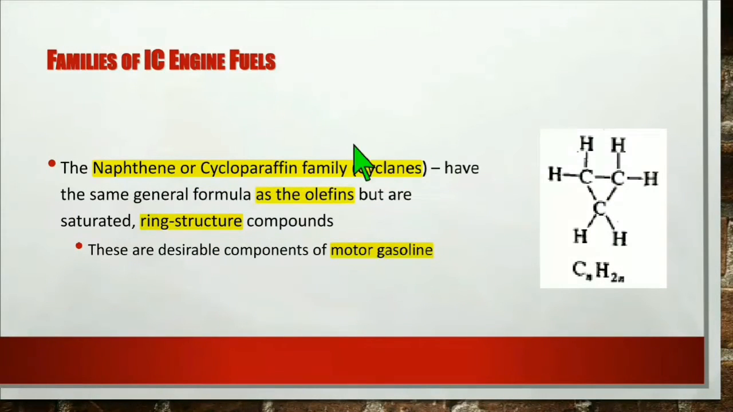Next one, cyclanes. The naphthene or cycloparaffin family, cyclane, have the same general formula as the olefins but are saturated, ring structure compounds. These are desirable components of motor gasoline. So this is the chain reaction, and the basic formula is CnH2n, similar to alkene.